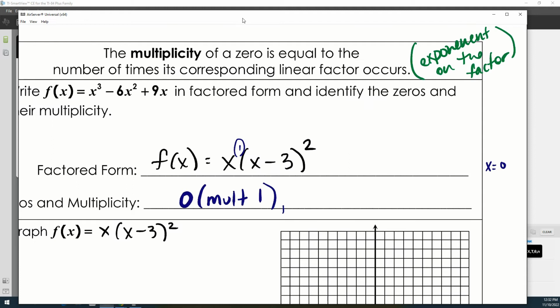All right. And then we have another 0. So then we have a factor of x minus 3. So remember, for the 0, we're just going to do the opposite. So it would be 3. And then the multiplicity is going to match whatever the power is on that factor, which is 2.